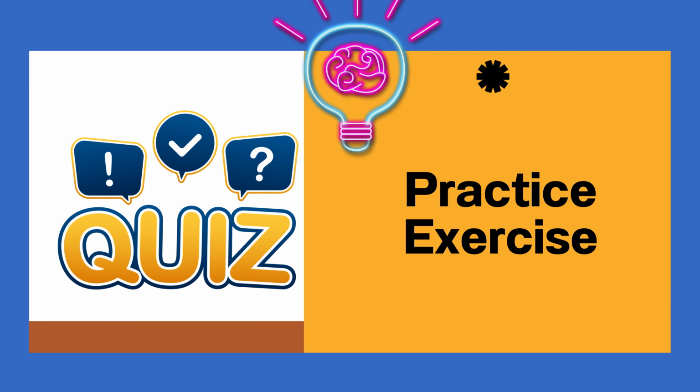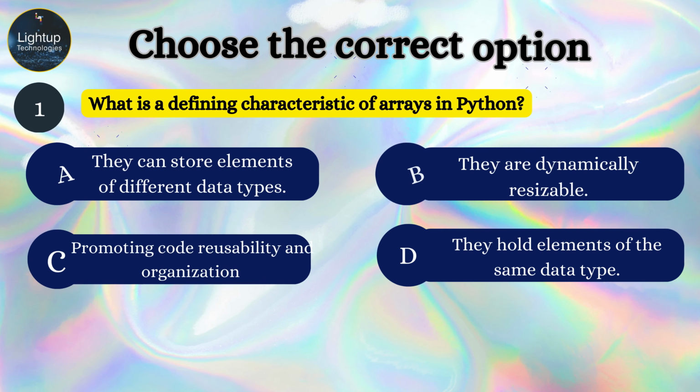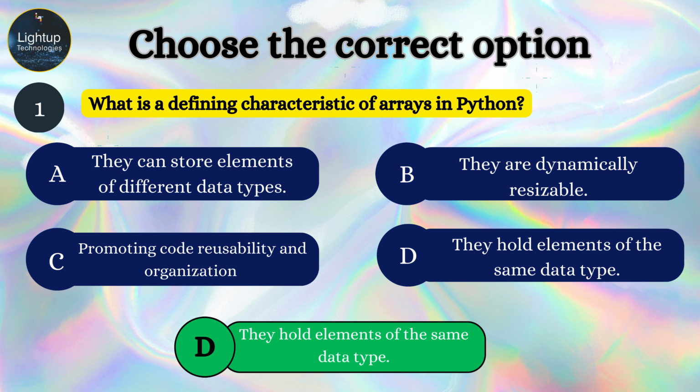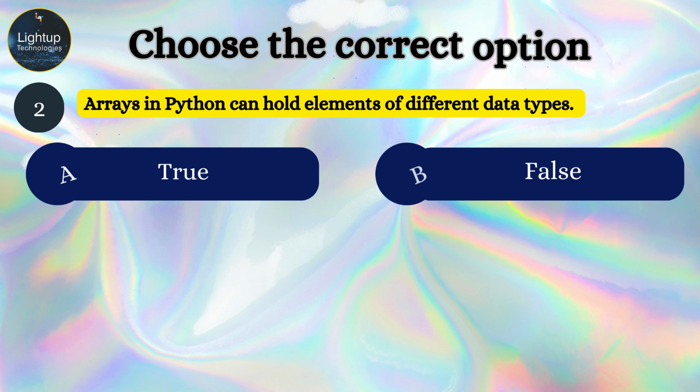Practice exercise. What is a defining characteristic of arrays in Python? Arrays in Python can hold elements of different data types.